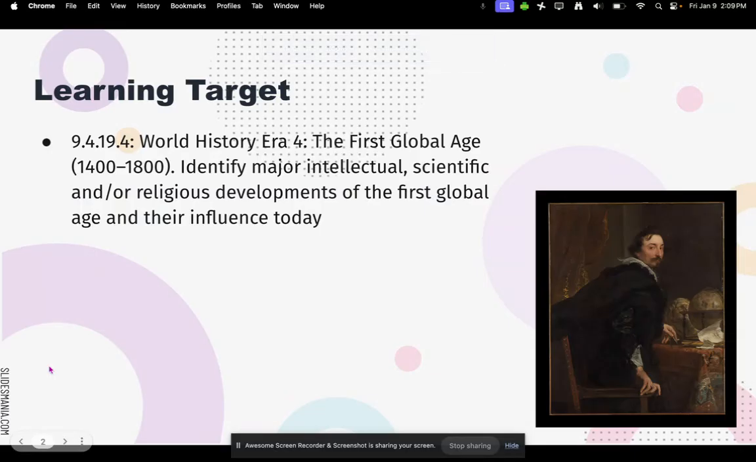Learning targets. Identify major intellectual, scientific, and/or religious developments of the first global age and their influence today.